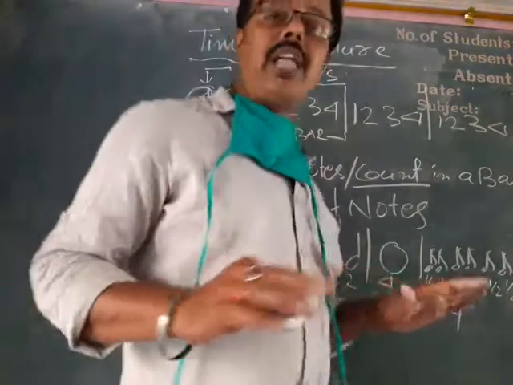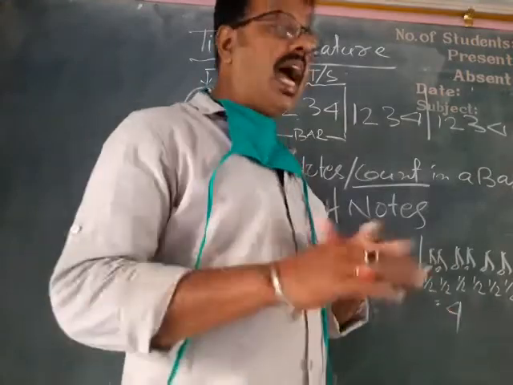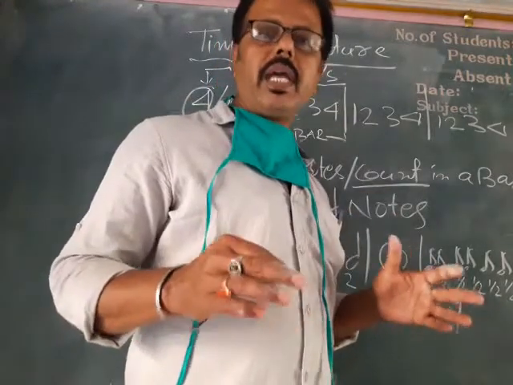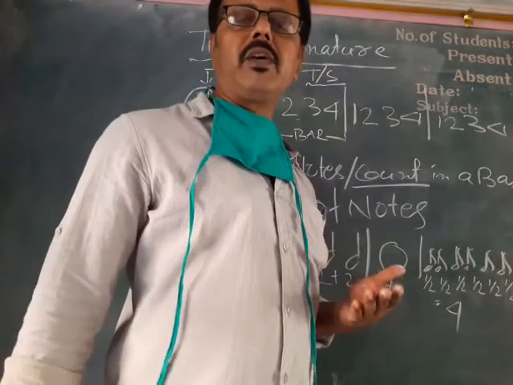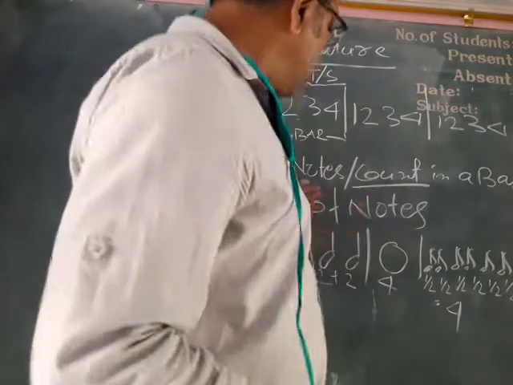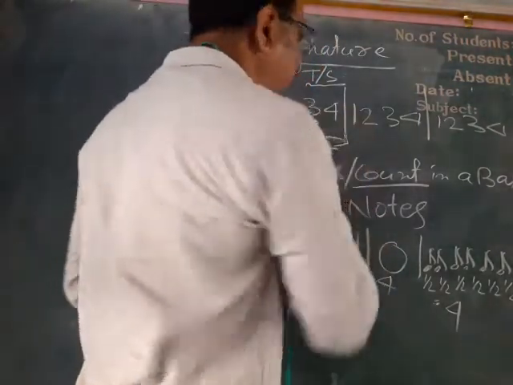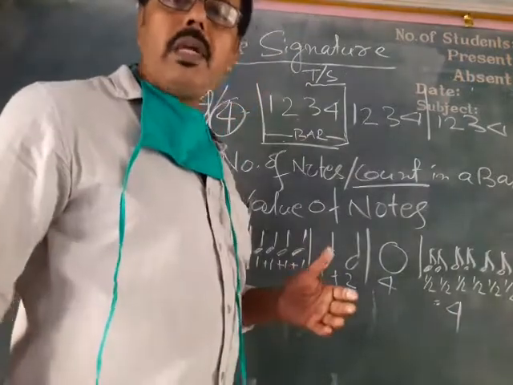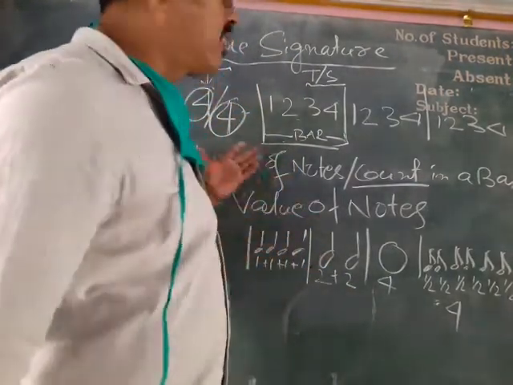How to find out a time signature from a notation. If I write a notation in front of you and ask what the time signature for this particular lesson should be, how will you identify it? You have to count in a single bar how many counts there are. If it is 4 counts, very easily you can say, sir, this is 4/4.